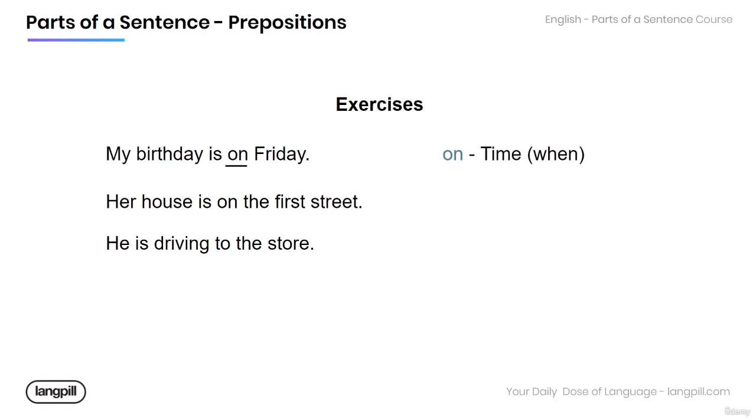Okay, for the first one, we have on. So my birthday is on Friday. When is your birthday? It's on Friday. The next one, her house is on First Street. On is the preposition. It's a place preposition. So where is her house? It's on First Street. And then we have, he is driving to the store. So how is he driving? To the store. So to is our movement preposition.